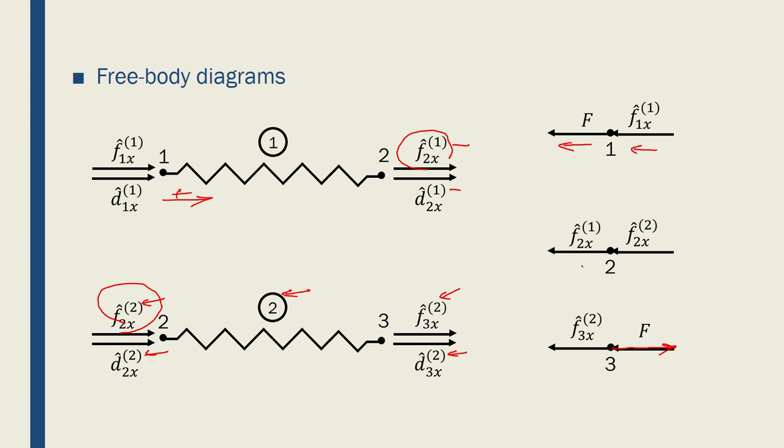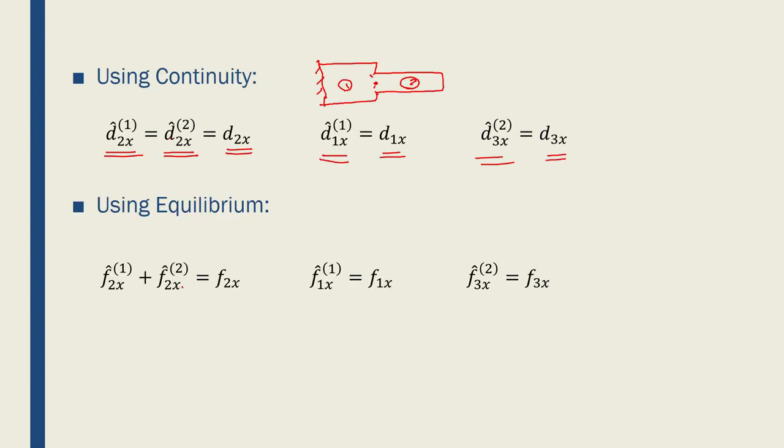And so we have to add them, and we have to call them one global force, F2x. So continuity says that the displacements are equal, but equilibrium says that the forces have to be summed to give a global force. And again, because we don't have any other elements attached to node 1 besides element 1, and only element 2 is attached to node 3, we can write these equations. These are the simplest ones to consider.